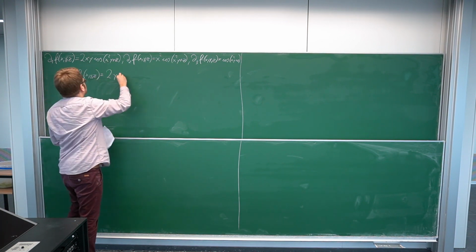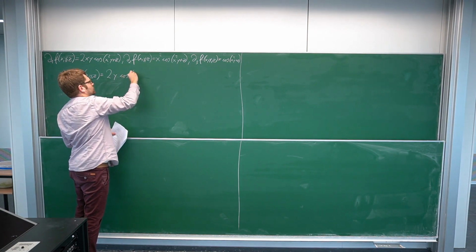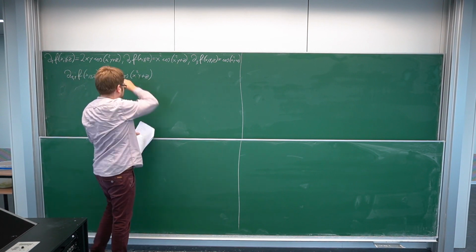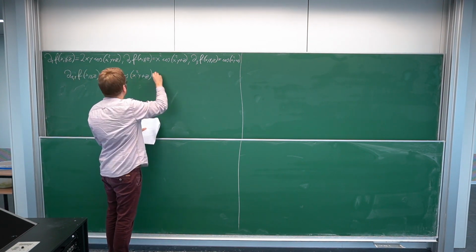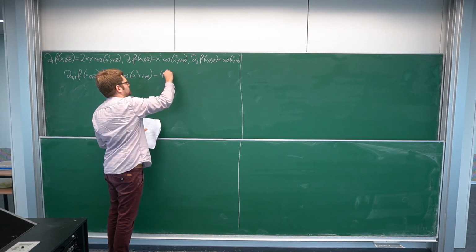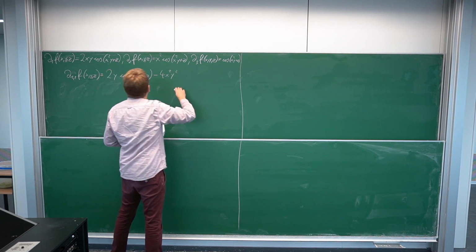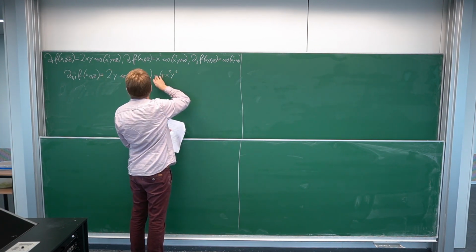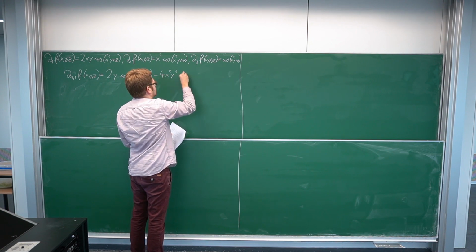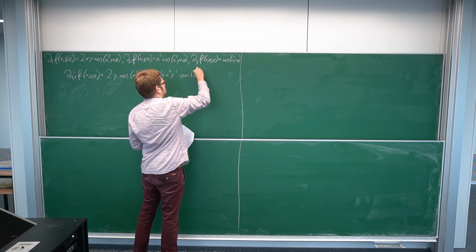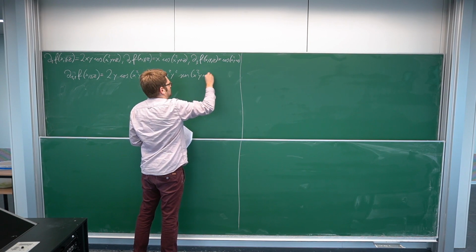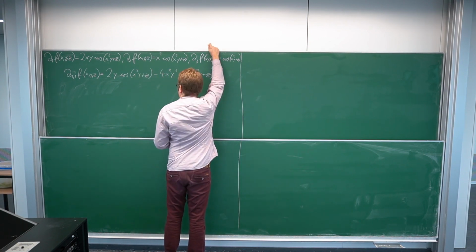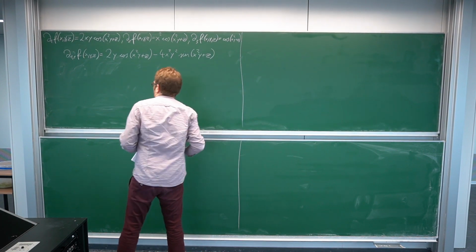So the first one is 2y cosine of x squared y plus z, and then the next one is derived by the chain rule again, and you eventually get 4x squared y squared. The interior derivative is again 2xy. And now this becomes a minus because the derivative of the cosine is minus sine. And this gets that. Okay, this is the first of the partial derivatives.